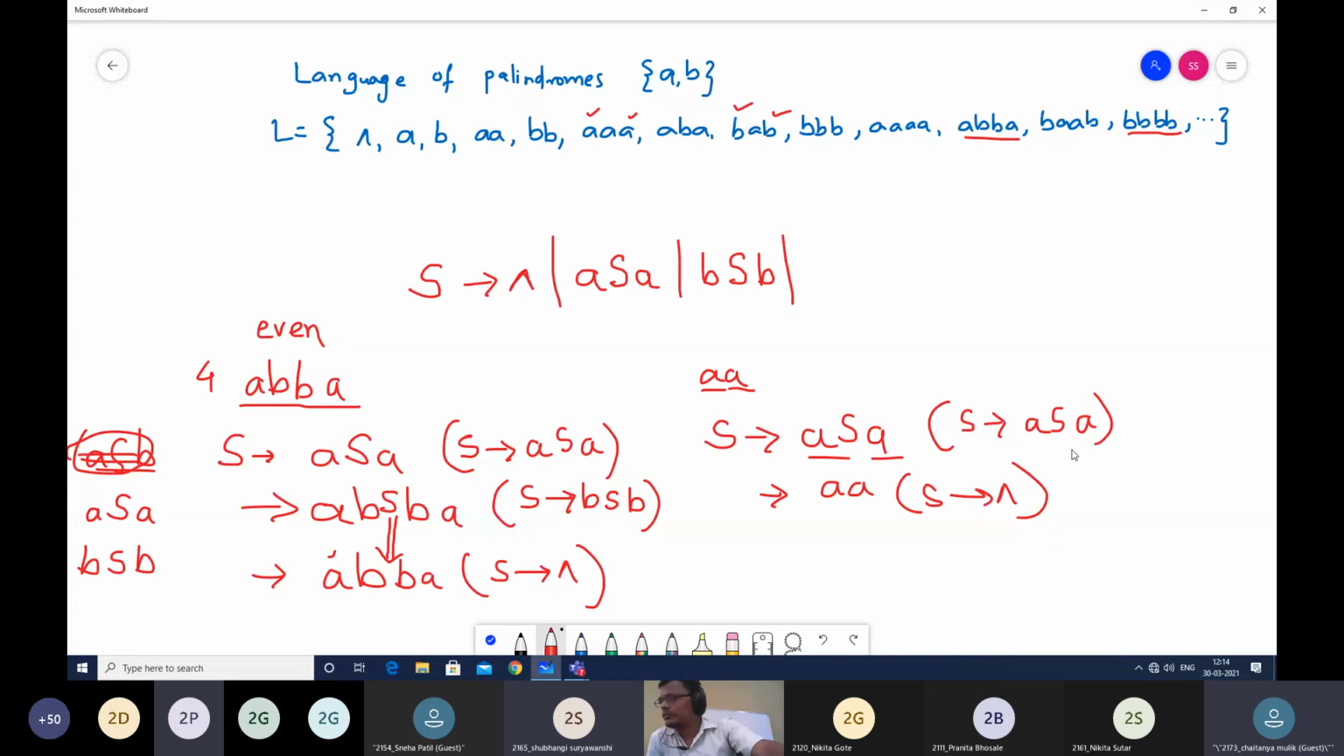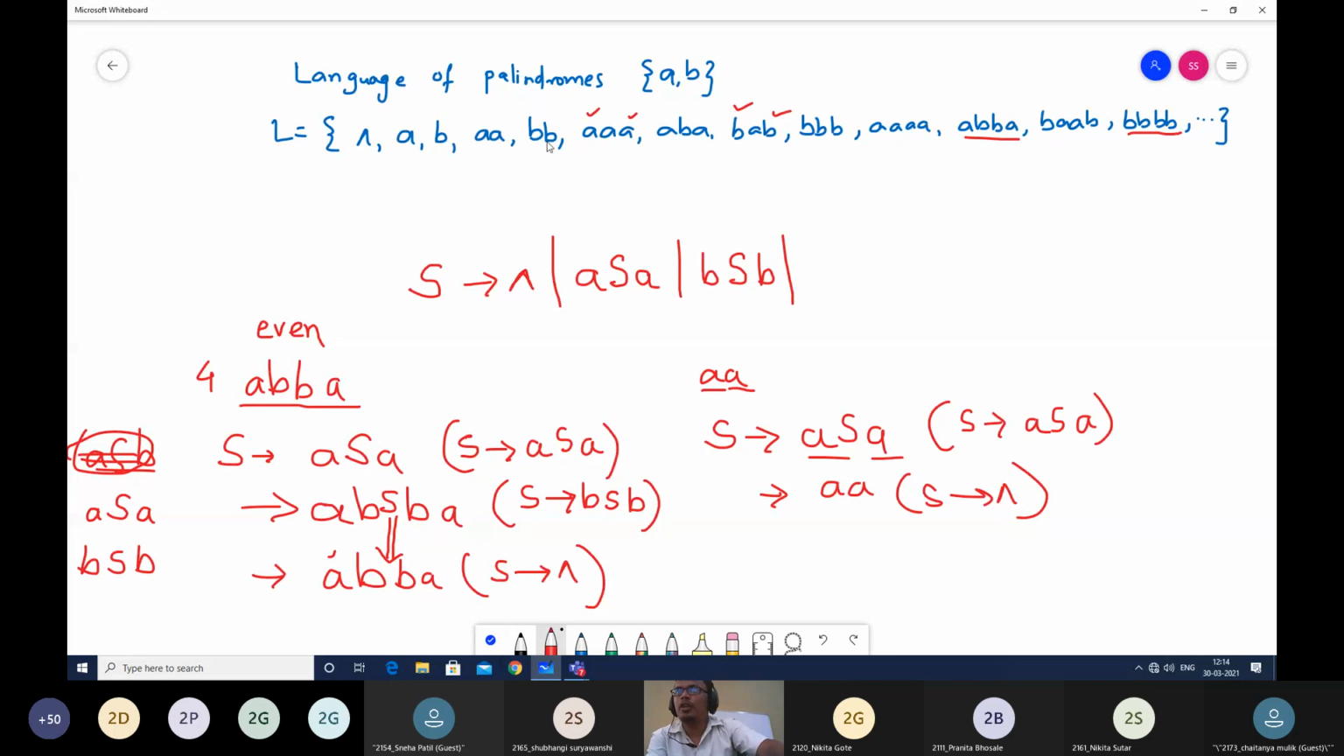Yes, if my palindrome is of even length, means two length palindrome or four length, or for that matter zero length also. Zero length palindrome means what? Null. So they are getting accepted by this one. If I want to accept null, directly I'll apply S gives null. Null is accepted. Then for AA, I'll do this kind of derivation.